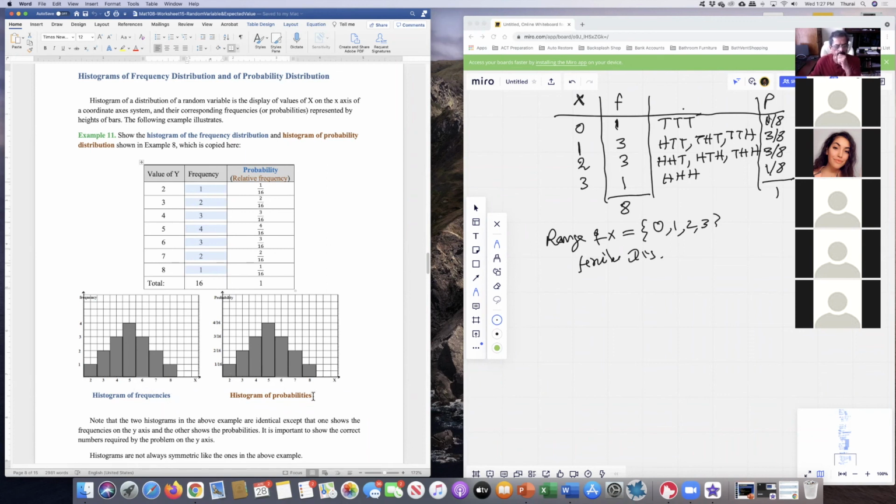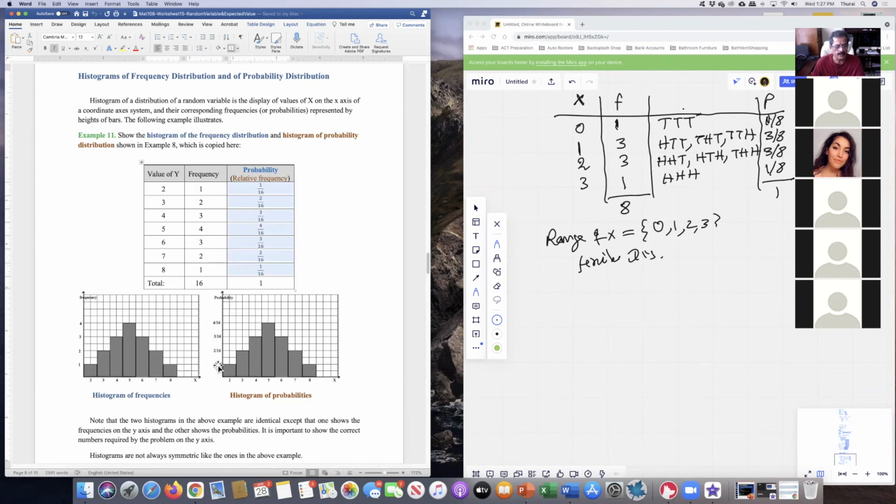Now, when I show the histogram of probabilities, the only difference is in the y-axis: I show 1 over 16, 2 over 16, 3 over 16, and so on. See, I have these numbers unreduced. Don't reduce them in your probability distribution. 4 over 16 is equal to 1 over 4, right? I didn't do that because only if you keep them unreduced is it easy to put them on the histogram.